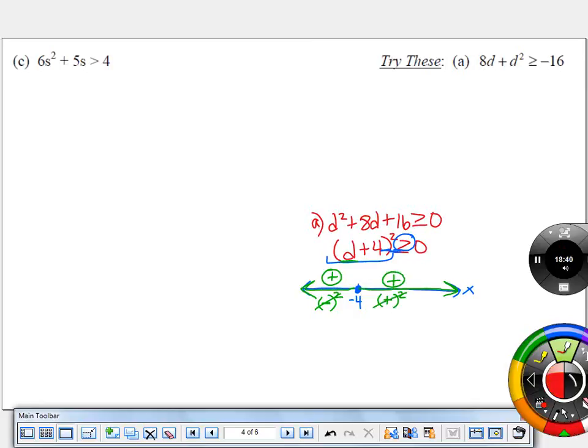Okay. Our question is, when is d plus 4 squared, this quantity, greater than 0? So in other words, we want to know when it's positive or equal to 0. Well, it was equal to 0 at -4. It was positive here and here, which means all of these numbers smaller than -4, all of these numbers bigger than -4. Notice that I've highlighted the entire number line. So in this case, the solution would be all real numbers.